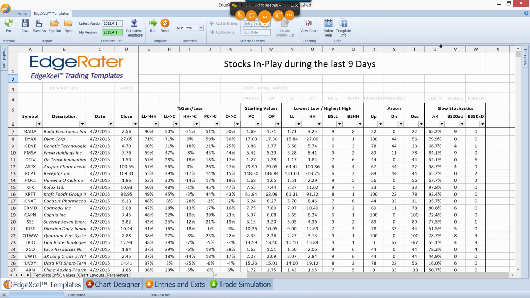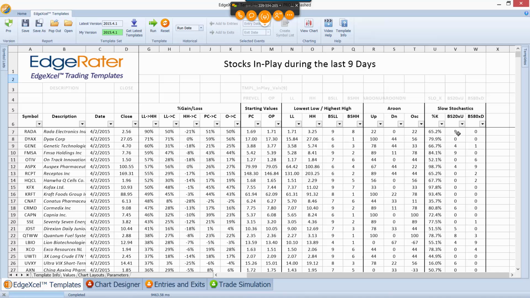You also have slow stochastics, which most people are familiar with. Stochastics is a measurement of where the close price is currently between the lowest low and the highest high. So if stochastics are saying 65 over here, it's saying 65%, then you know that over the period of time that we're measuring, and remember this is 9 days, the close price is now at 65% of the range from the lowest low to the highest high.